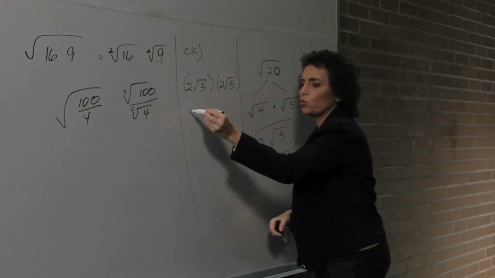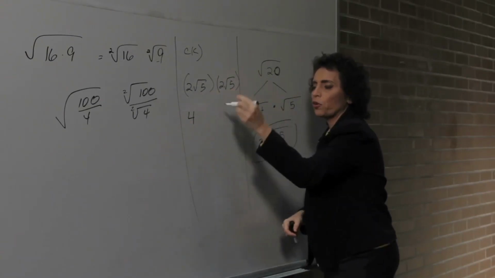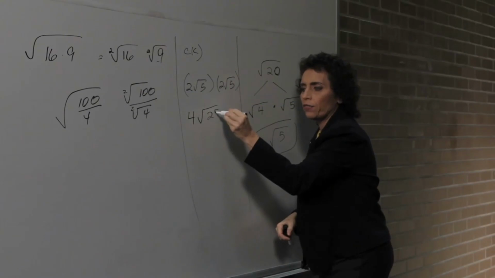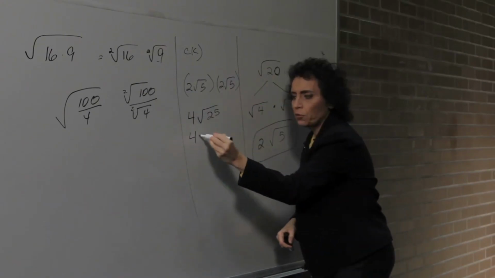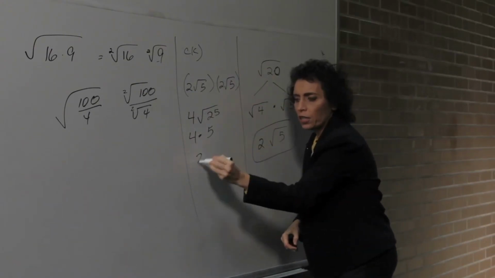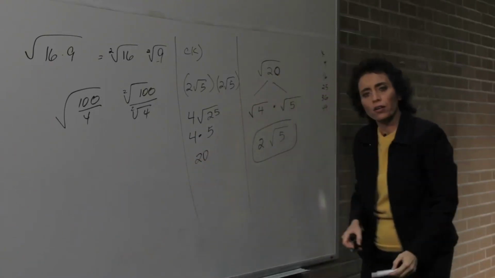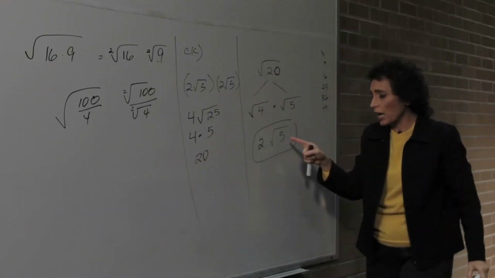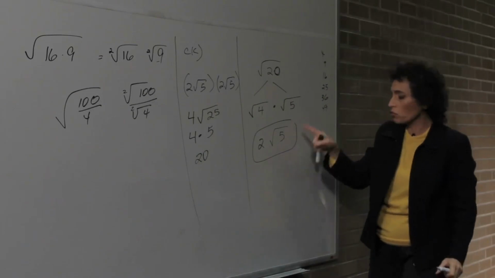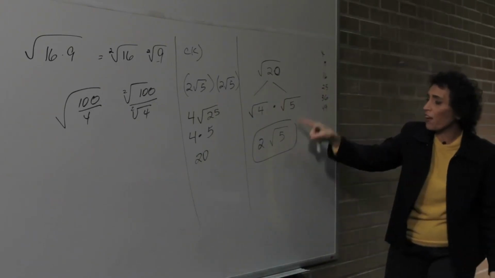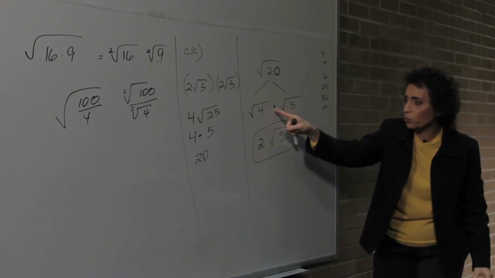Okay, I multiply outsides with outsides. So 2 times 2 is 4. Square root of 5 times square root of 5 is the square root of 25. But this is 4 times the square root of 25, which is 5, which is 20, and that's what I had up there. So I did check. It looks good. And the reason I know this is simplified is because, look, there's no perfect square factor. Remember, these are factors because they're attached by multiplication.